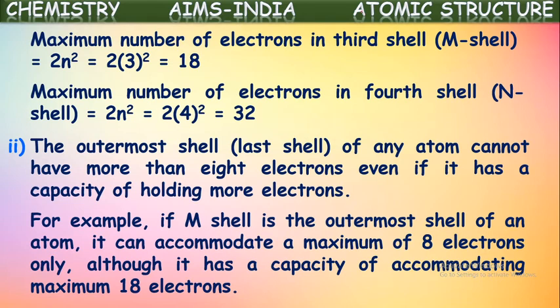So according to the formula 2n square, here we found that the maximum number of electrons that can be accommodated in the third shell is 2n square, that is 18 electrons. So the third shell or M shell can accommodate 18 electrons. You can know that. But if it is the outermost shell of an atom, the last shell, then it will have a maximum of 8 electrons only. Okay, that's one condition they observed.